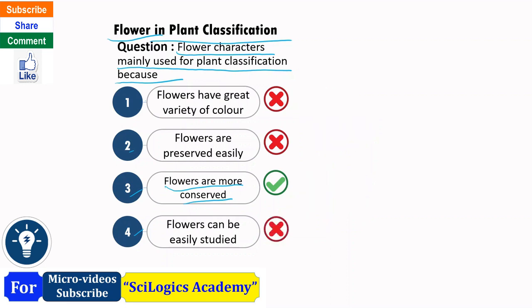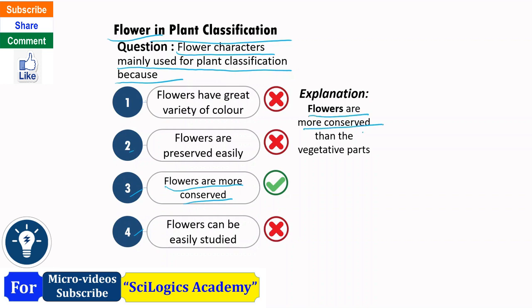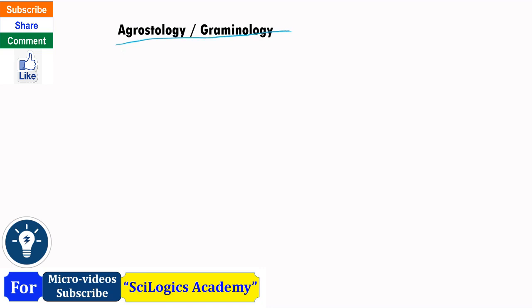Now we will see the explanation. Same thing as mentioned in the option. Flowers are more conserved than vegetative parts. If we see the plants, the vegetative parts, stem and leaves, compared to that, flowers are more conserved. Because these are more conserved, this is the reason taxonomists throughout the world use flower characters for plant classification.